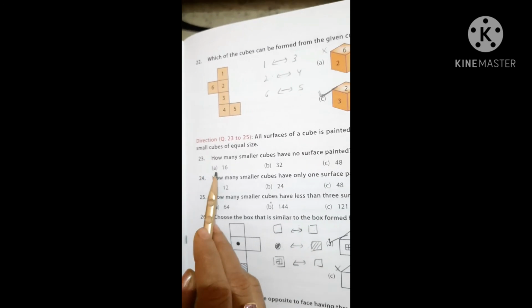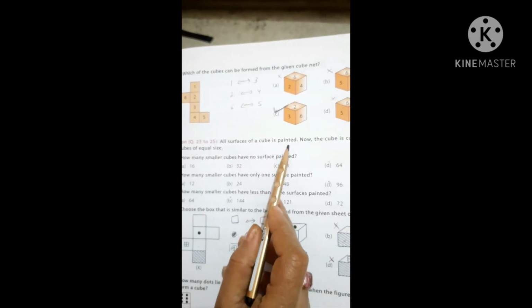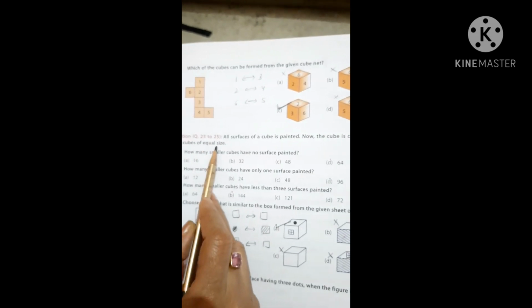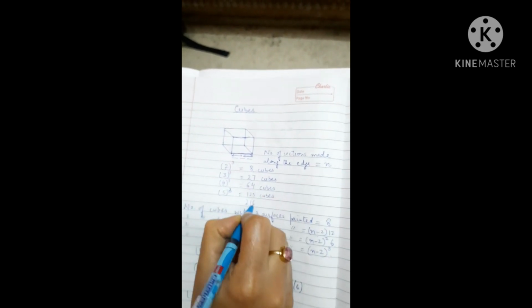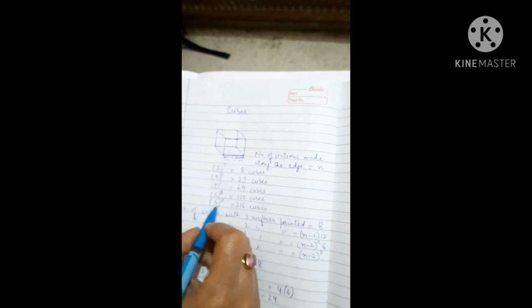Moving on to the next question. This also was left. We have not done this question earlier. All surfaces of a cube are painted. Now, the cube is cut into 216 small cubes of equal size. How many smaller cubes have no surface painted? Again, now 216 smaller cubes are formed. When 216 cubes are formed, you know that 216 is a cube of 6. That means our n will be 6 now. Our n is 6 for this particular question.